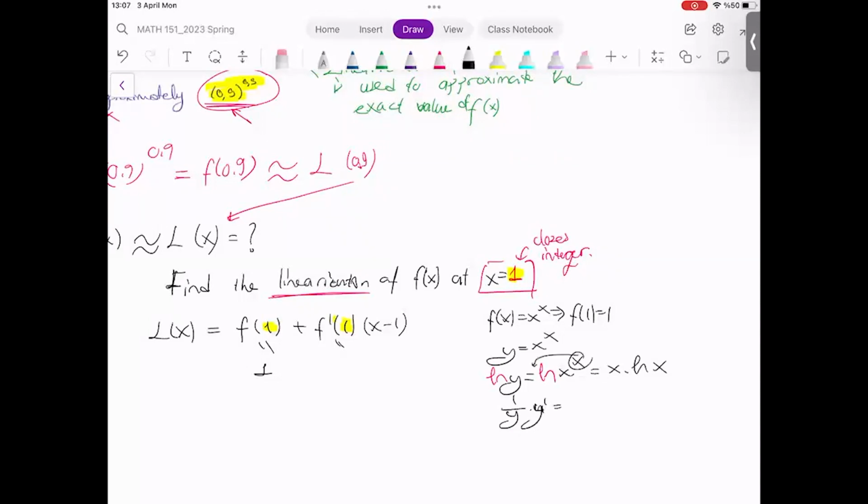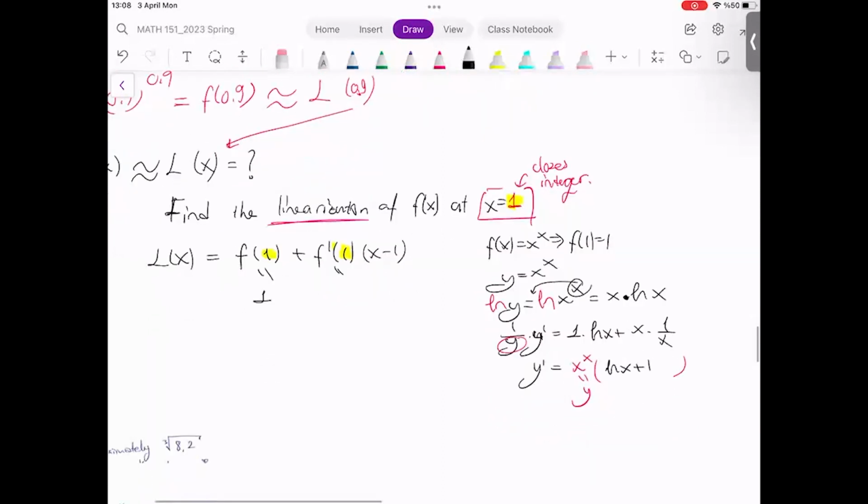You can use this property of a ln function. And now I have a product. I will apply product rule. 1 times ln x plus x times 1 over x is the derivative of ln x. So y prime is, this y should be sent to the right-hand side. So y is x to the power x. This is y times whatever you have on the right. ln x plus 1. So this is the first derivative function.